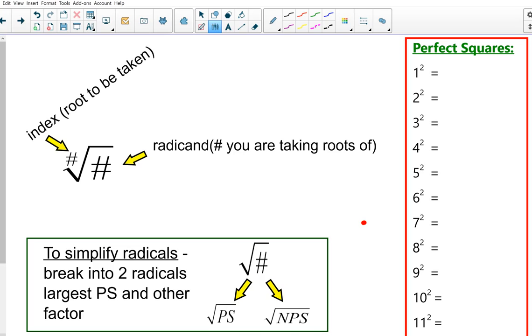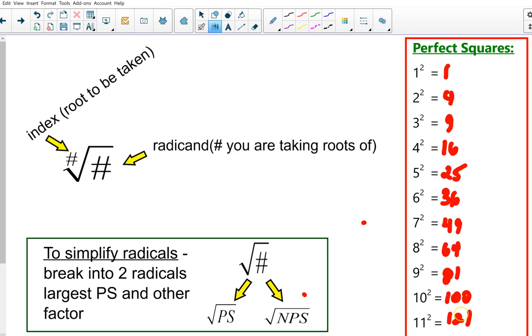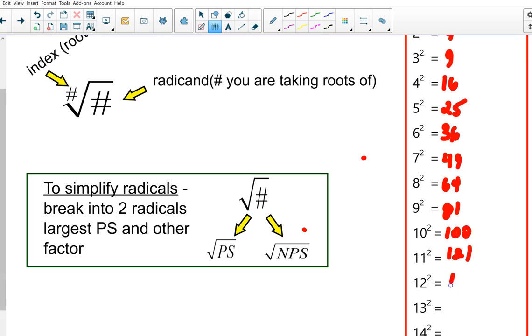In order to simplify a radical, we're going to take the radicand and break it into 2 factors. One factor is going to have the highest perfect square, and the other factor is going to be the non-perfect square. So in order to do this, you really need to know your perfect squares. 1 squared is 1, 2 squared is 4, 3 squared is 9, 4 squared is 16, 5 squared is 25, and so forth. You really need to memorize these. And we're just going to go down the list.